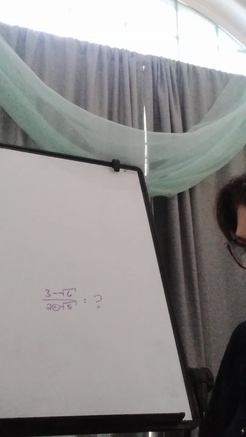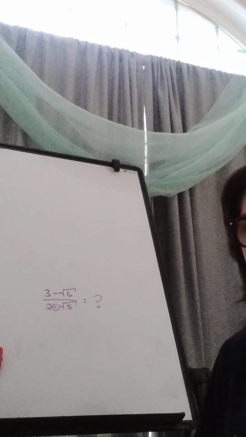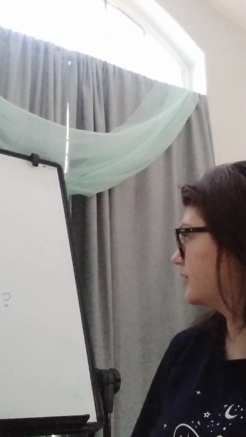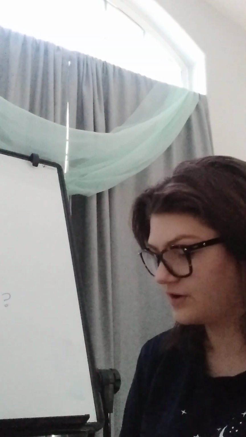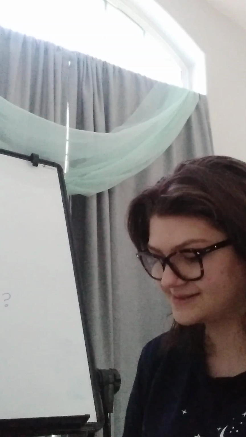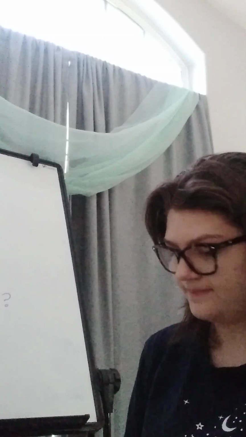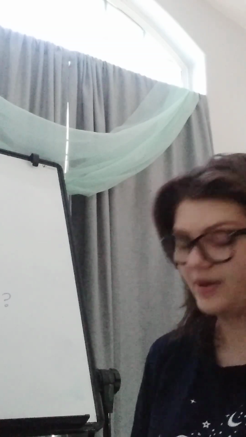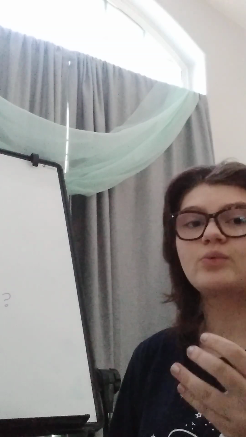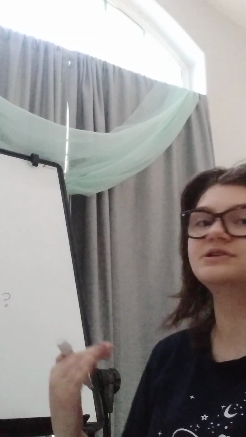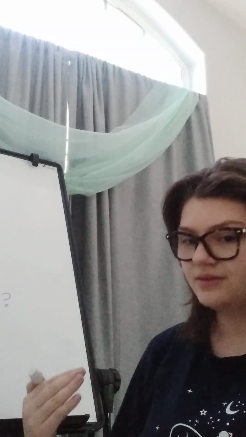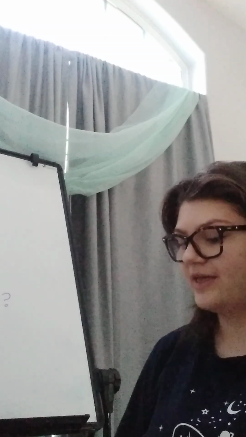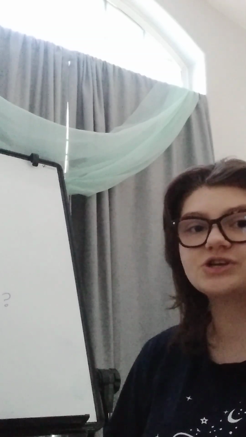So let's go ahead and do this. So we have 3 minus the square root of 6 over 2 minus the square root of 5. The whole thing about this, in layman's terms, is that we do not want rational numbers, square roots, or the number i in the denominator of a fraction.